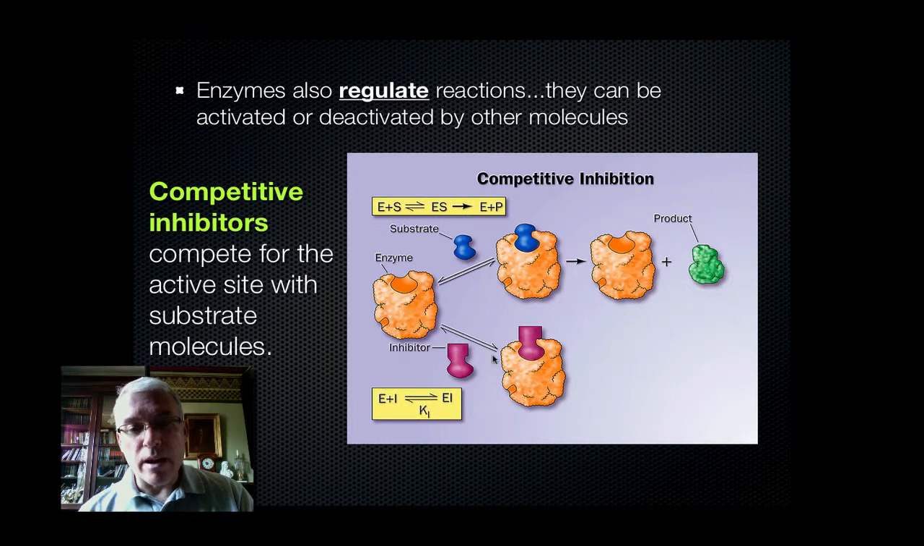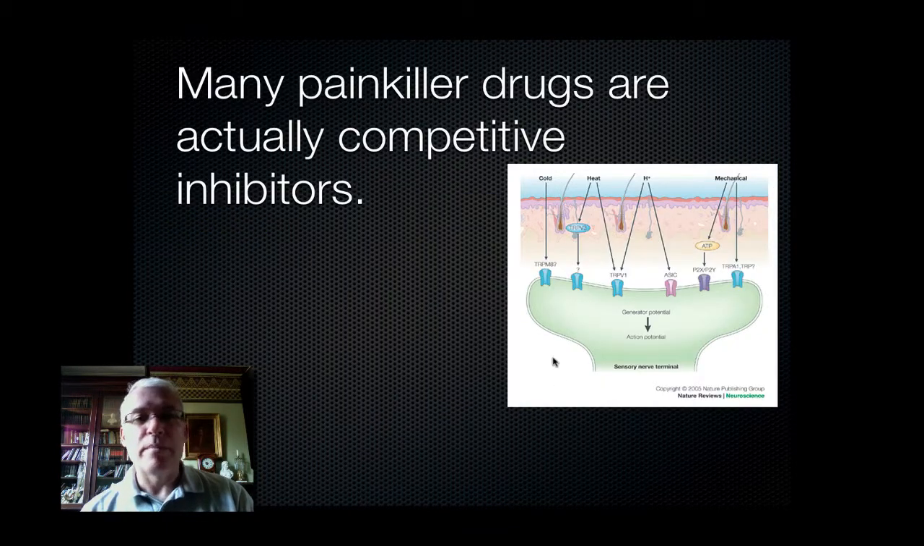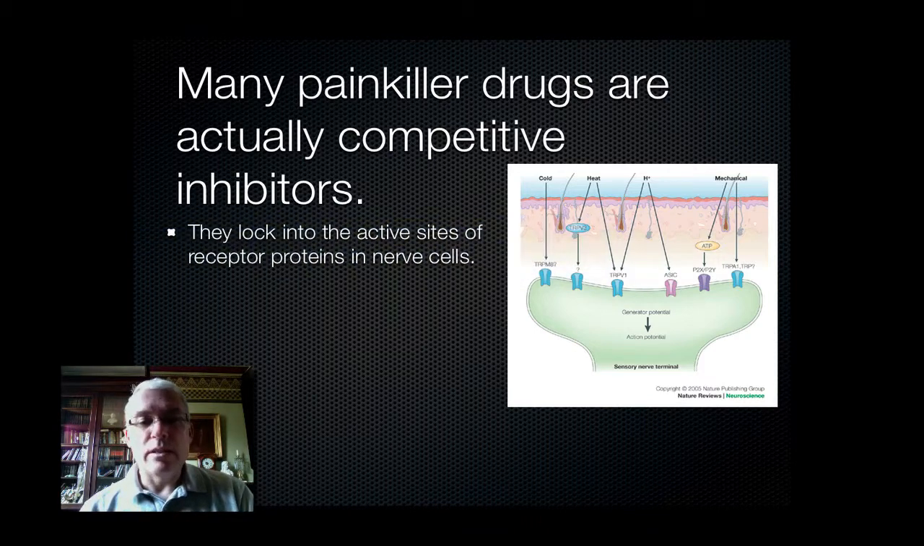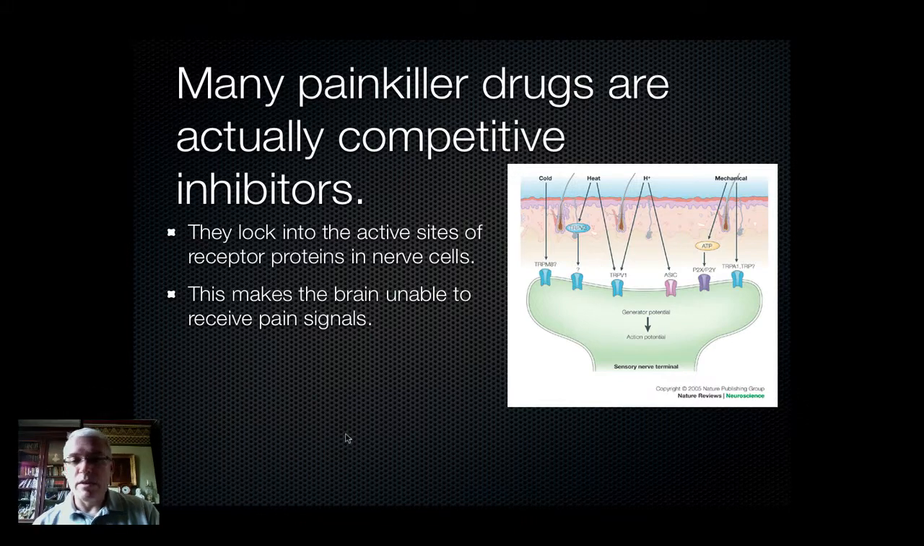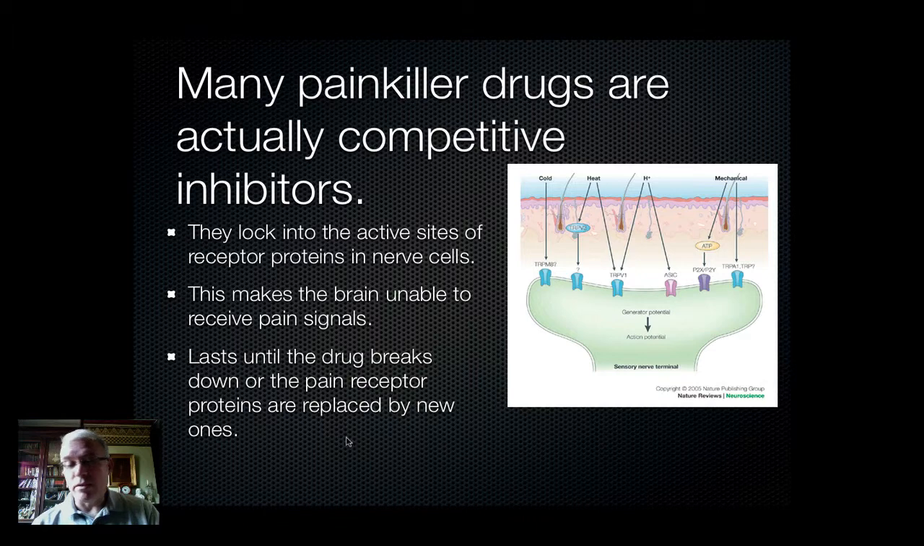So in this diagram, if this purple material gets into the active site before the substrate does, you can't get any product. Pretty straightforward there. Many of the painkiller drugs that you can buy at the drugstore are actually competitive inhibitors. They're going to lock into the active sites of receptor proteins on nerve cells, and this makes the brain unable to receive signals, for example, pain signals. And this is going to last until these receptor proteins are cleared or rebuilt.